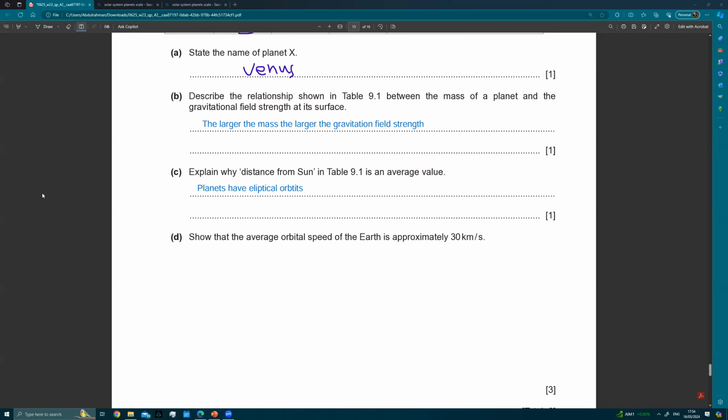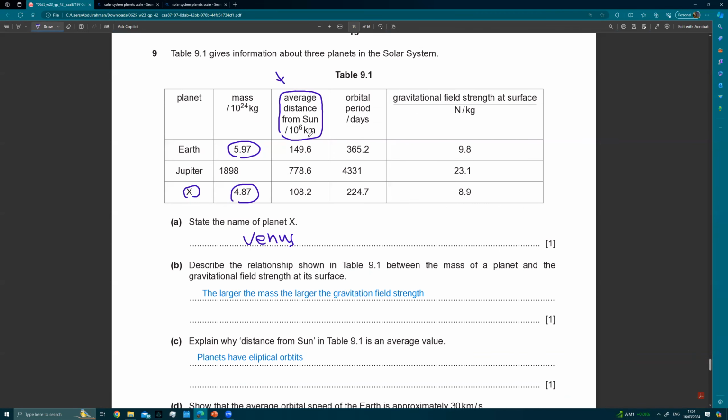Show that the average orbital speed is about 30 kilometers per second. Well, orbital speed, we could say v is equal to 2 pi r over the time period. So first of all, we need the radius of the orbit. It's giving you the average distance from the sun, which is the same thing as the radius of the orbit. So that's what we're going to use.